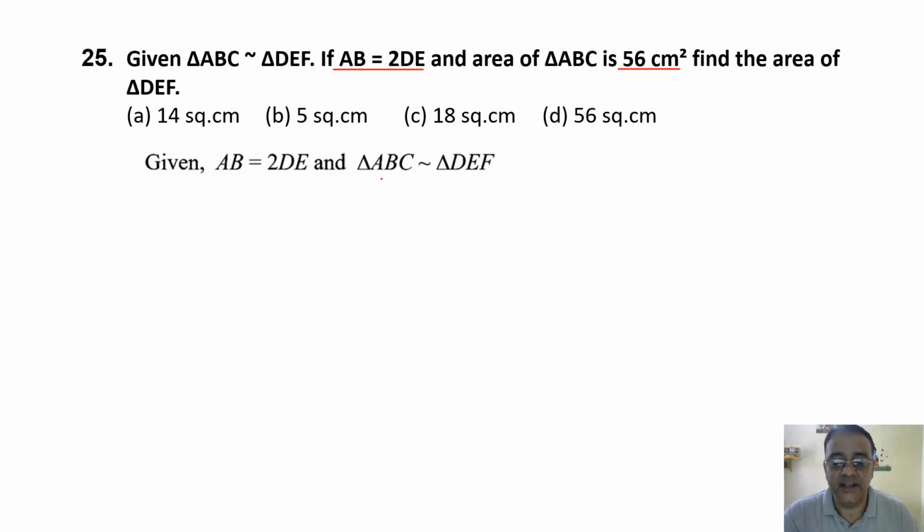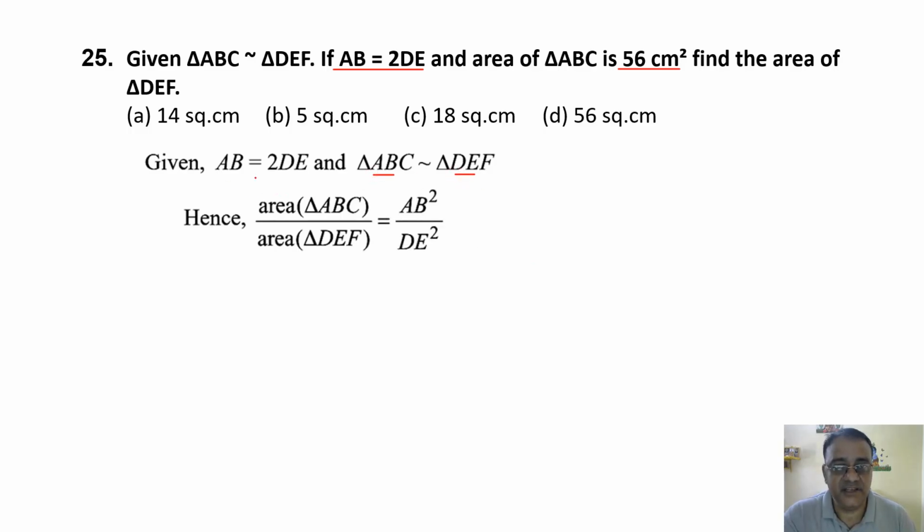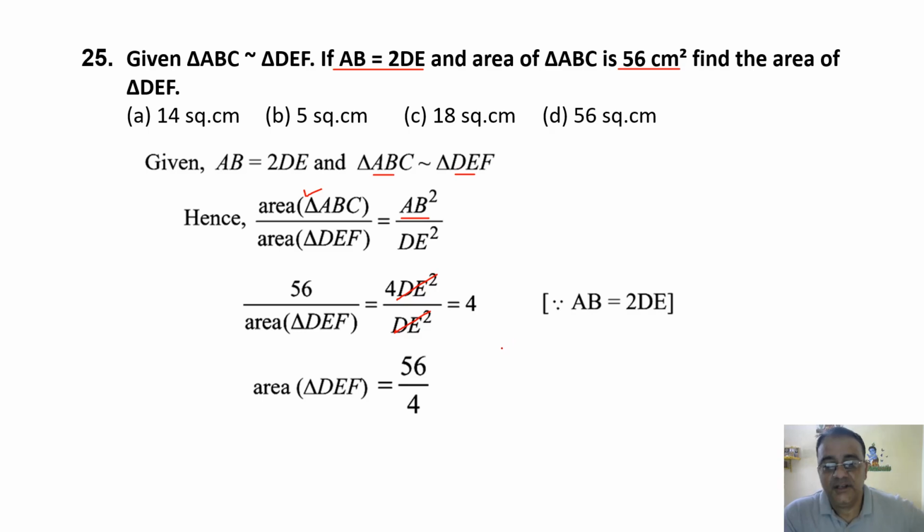तो एरिया ऑफ ट्राइंगल ABC अपॉन एरिया ऑफ ट्राइंगल DEF हो जाएगा AB स्क्वायर अपॉन DE स्क्वायर, और AB इज गिवन 2 टाइम्स DE, तो सब्सटीट्यूट करोगे तो 4DE स्क्वायर हो जाएगा और दिस इज गिवन 56, राइट? और ये जब सब्सटीट्यूट करोगे तो it will become 4. Now area of triangle DEF will be 56 divided by 4. So 56 divided by 4 is nothing but it is 14 square centimeter, and the correct option is option A.